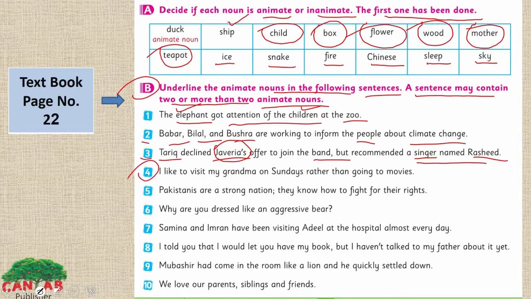I like to visit my grandma on Sunday rather than going to movies. Here the grandma is an animate noun. Look at the 5th one. Pakistanis are a strong nation. They know how to fight for their rights. Here the Pakistanis are animate nouns because they are living beings. I want you to identify other animate nouns too in these sentences.